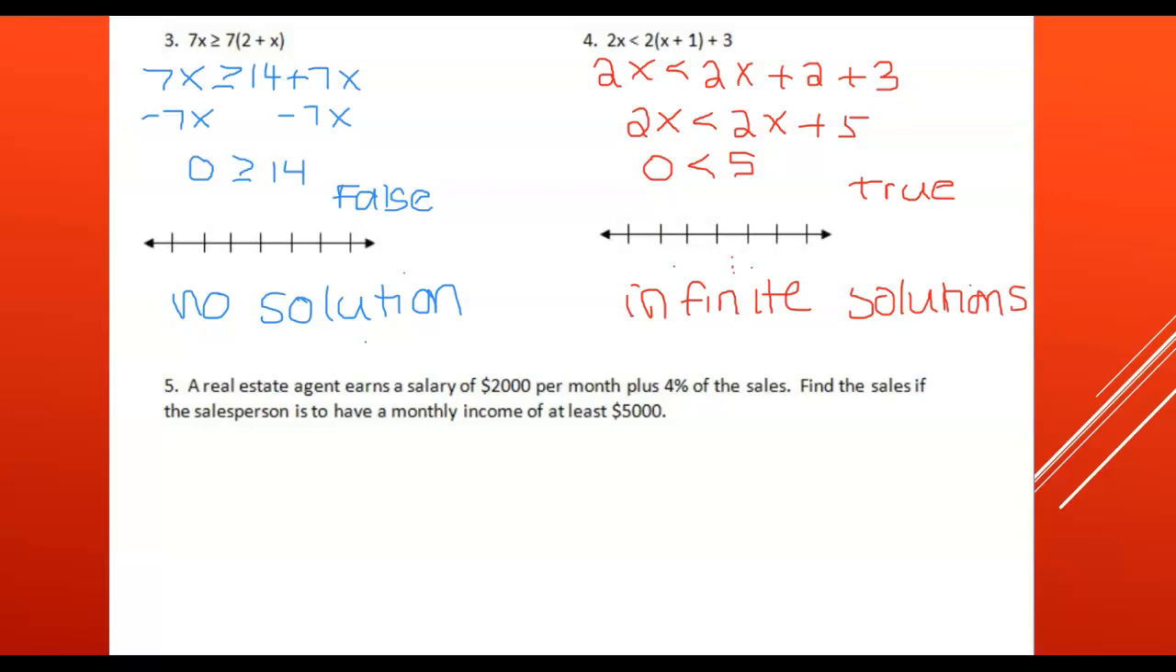And she nailed it when she said it's all real numbers. I am going to shade the entire number line. There are an infinite number of solutions. It is the set of all reals.